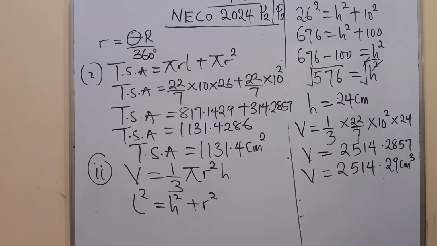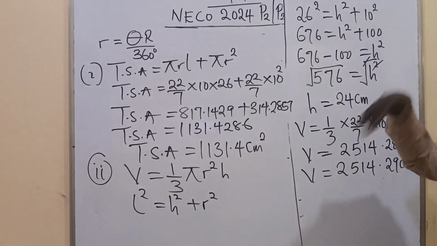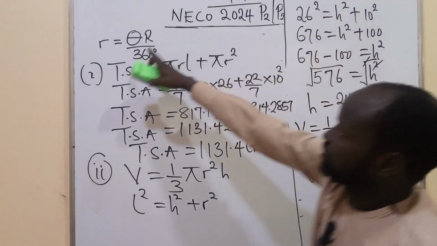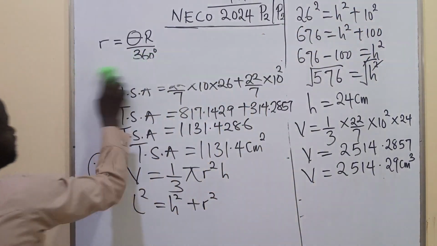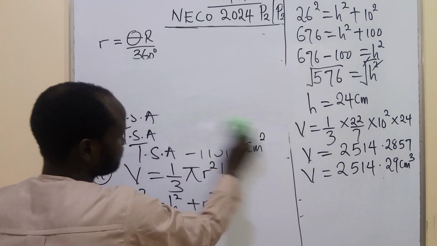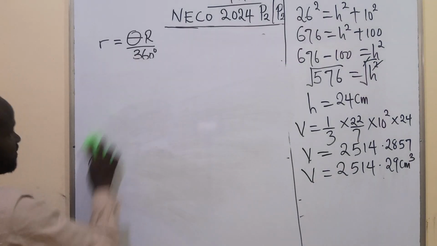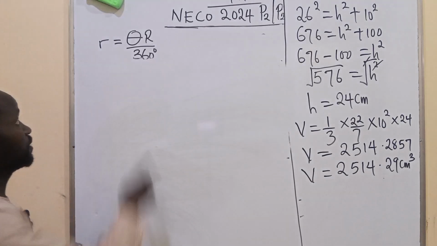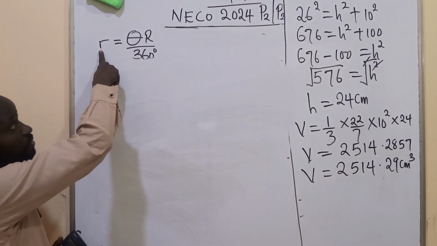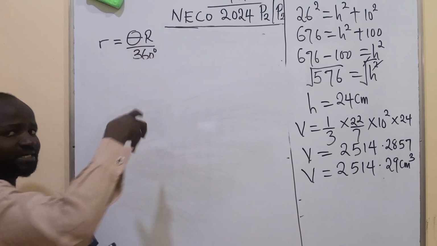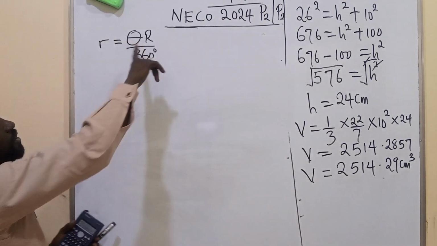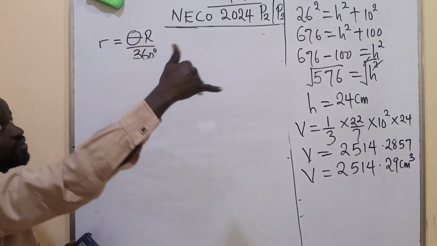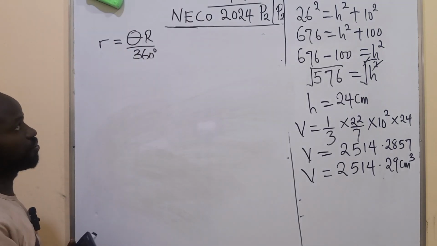Roman numerals 3, we are asked to find the angle formed by the cone, by the sector, the angle, which is theta now. So we use this formula, the relationship between a sector and a cone. This r here is the radius of the cone. This theta here is the angle that the sector formed from the cone. Then the capital R here is the radius of the sector, which is the same thing as the slant height of a cone.